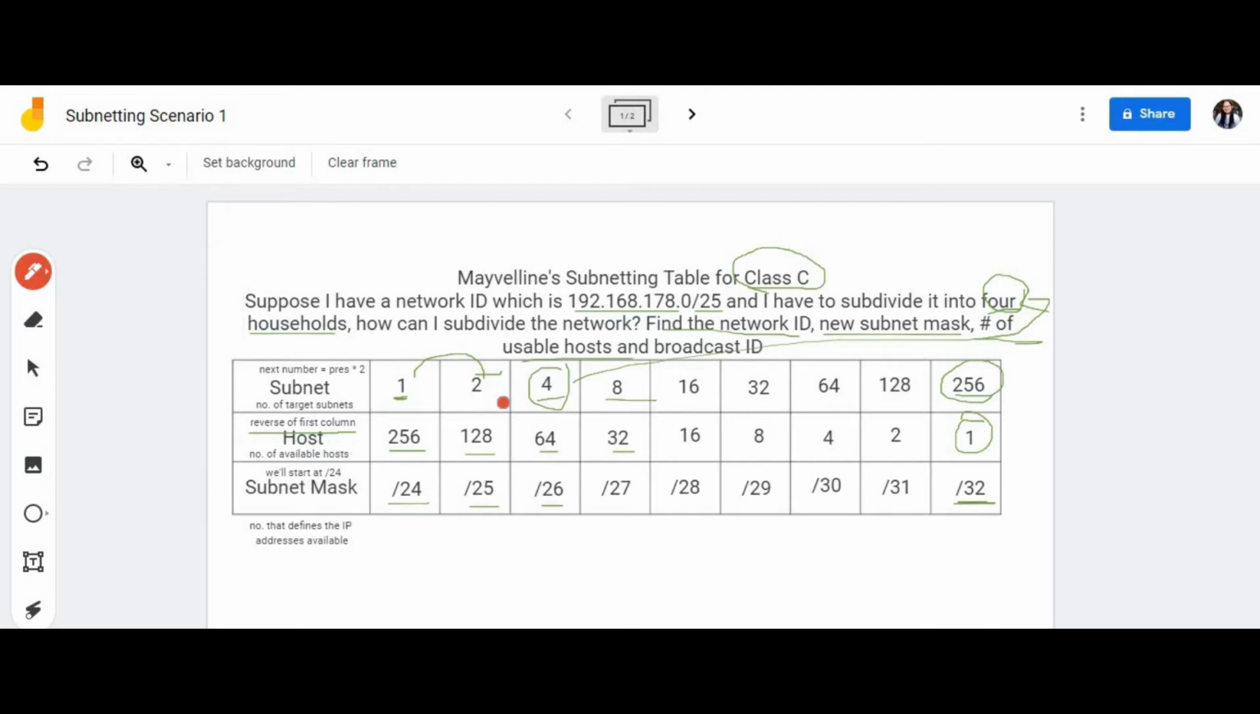So 256 divided by 2 is 128, and then 128 divided by 2 is 64, so on and so forth until you get here in 1. Now, to get the subnet mask, we will start at /24, and then we will just add 1 to it, which is /24 plus 1, we get /25, so on and so forth until you get here in /32.